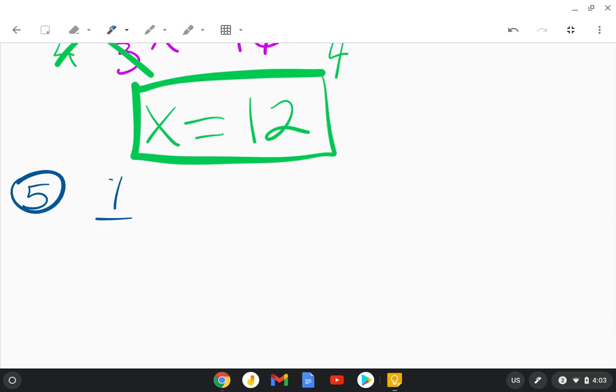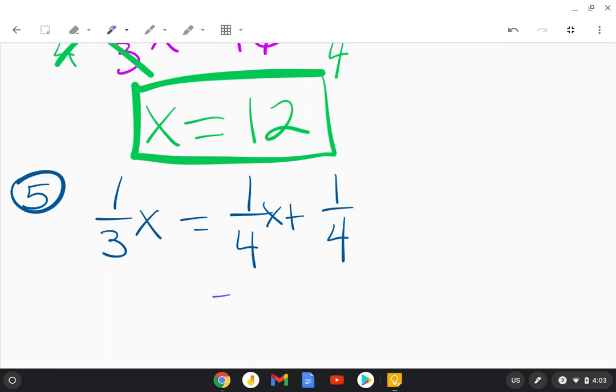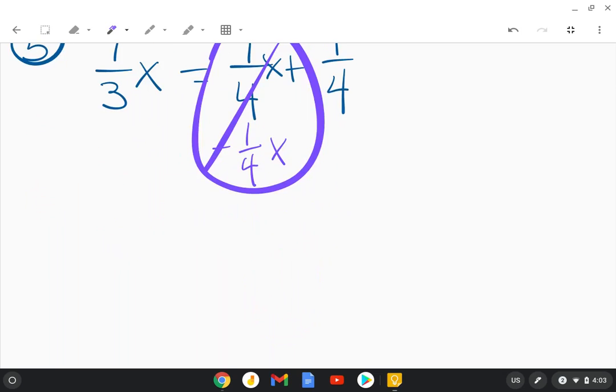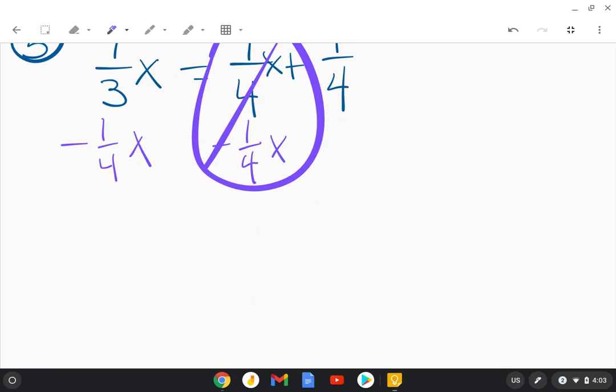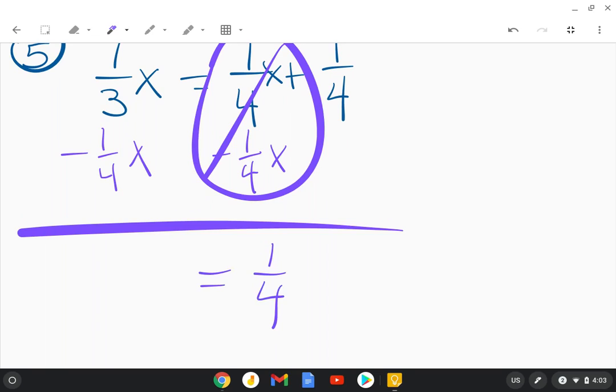We have 1/3 x equals 1/4 x plus 1/4. Sort of similar idea, but what we're going to do first is move our x, like we've been doing in all these problems. We're going to subtract 1/4 x. That is going to cancel out. We're going to subtract 1/4 x over here as well. The 1/4 on this side is going to come down. That's coming from up here. That's going to come down. And we need to do 1/3 minus 1/4.